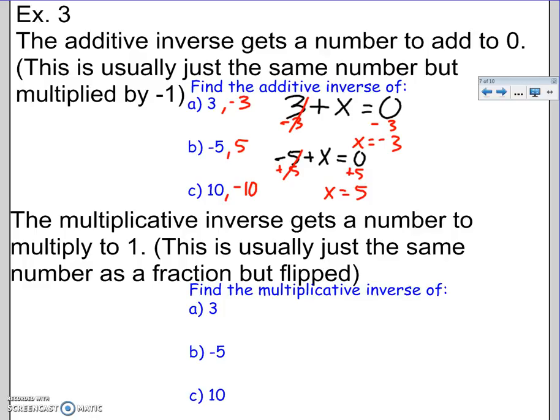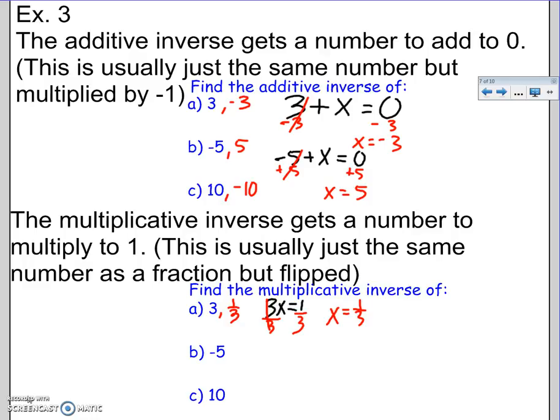The multiplicative inverse gets a number to multiply to 1. This is usually just the same number as a fraction, but you flip it. You keep the sign. So, find the multiplicative inverse of each of those same numbers. Well, 3 times some number, I'll say x, equals 1. If you do algebra, you divide both sides by 3, and you get x equals 1/3. So 3 and 1/3 are multiplicative inverses.